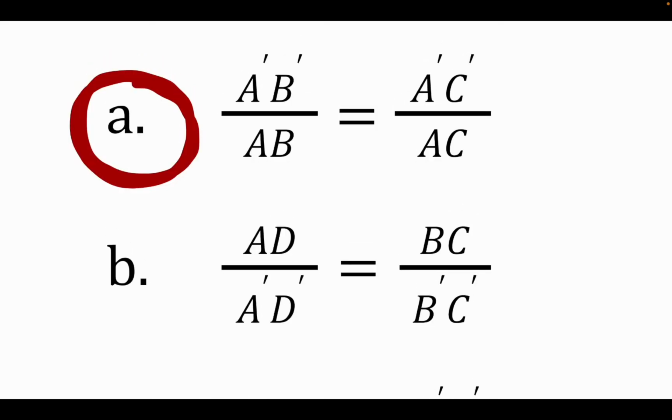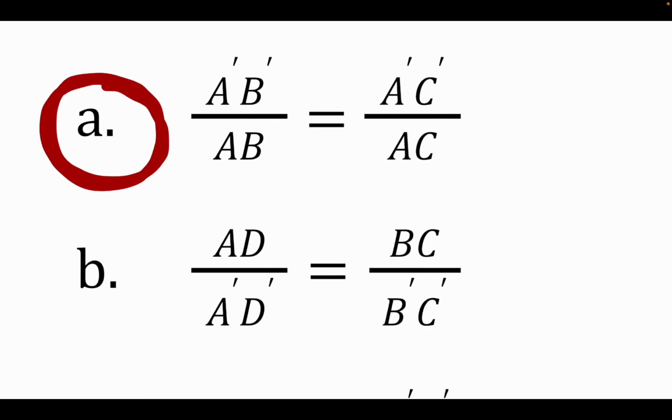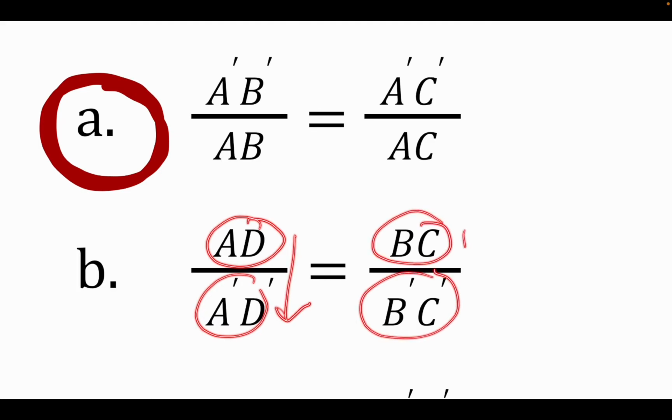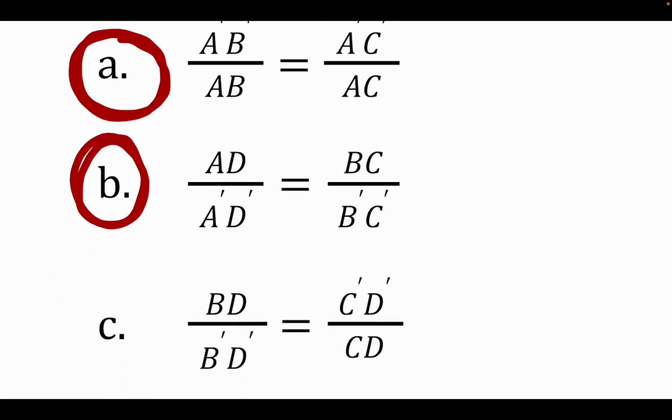B follows this same pattern, except now our prime versions are in the denominator, and the regular versions are in the numerator. But we're being consistent. We have non-prime over prime and non-prime over prime, using those same letters and organizing them in the same way. So A and B are both going to work.